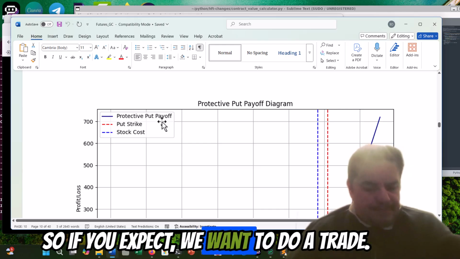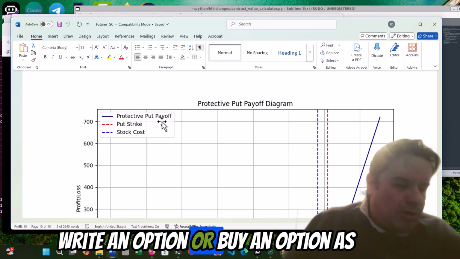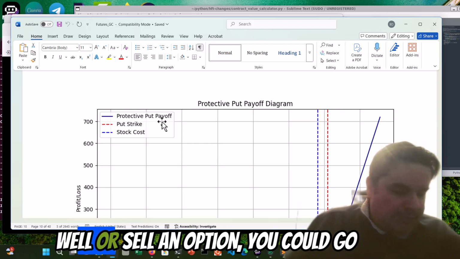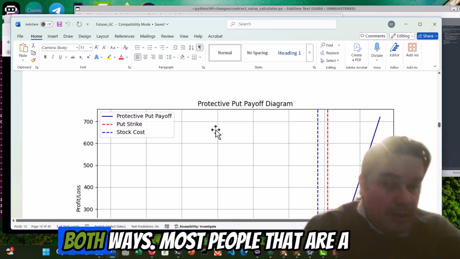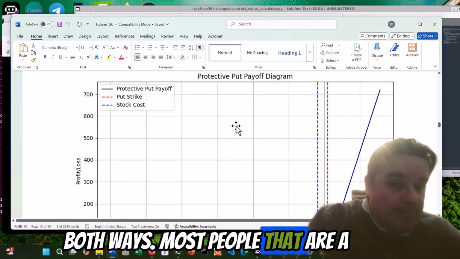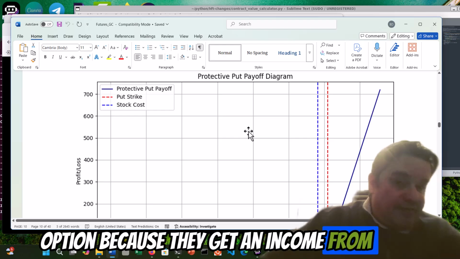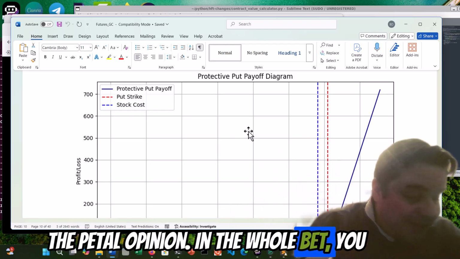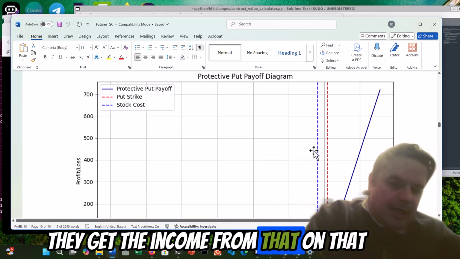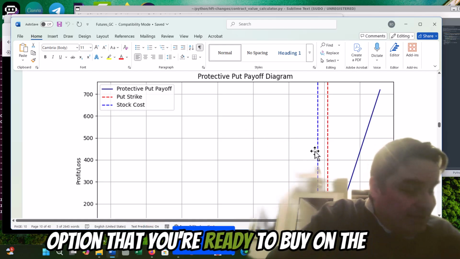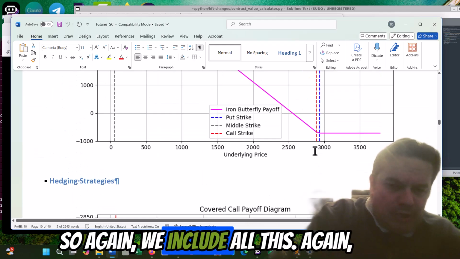So if we want to do a trade, it doesn't matter if you're going to write an option or buy an option, or sell an option. You could go both ways. Most people that are professionals will want to write an option because they get an income from the paid out premium in the hope that you don't profit. Because if you don't profit, they get the income from that option that you're ready to buy on the speculating side. So again, we include all this.